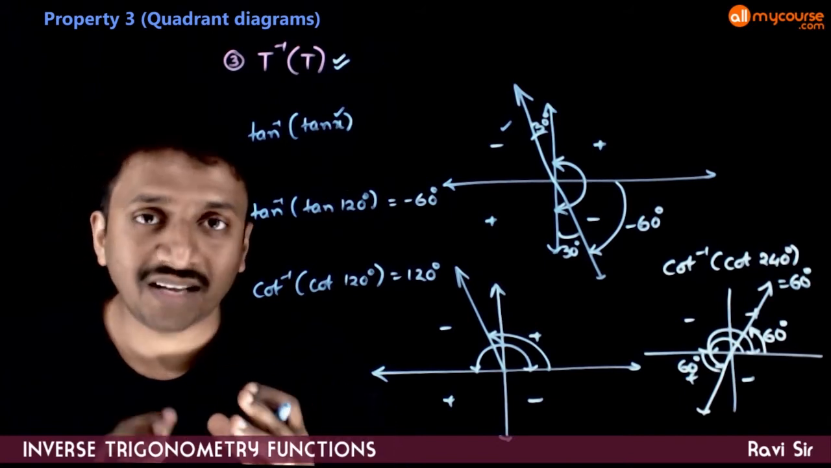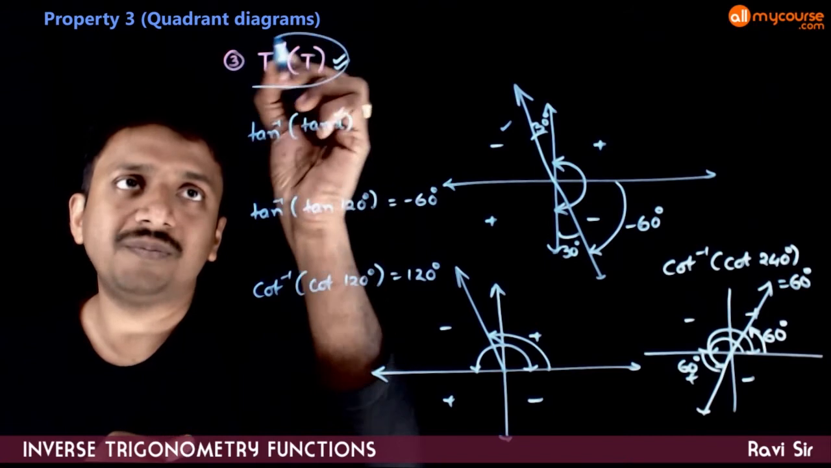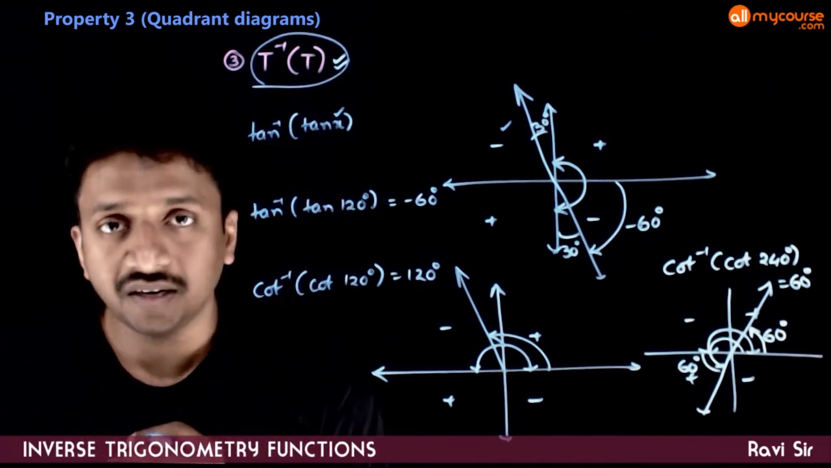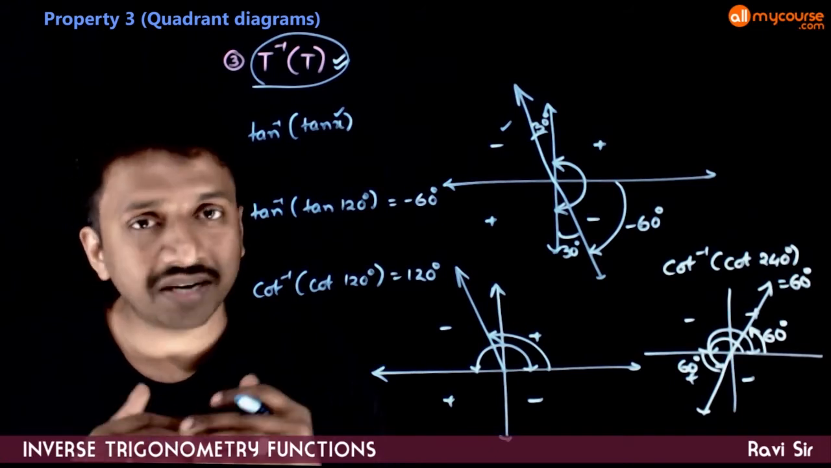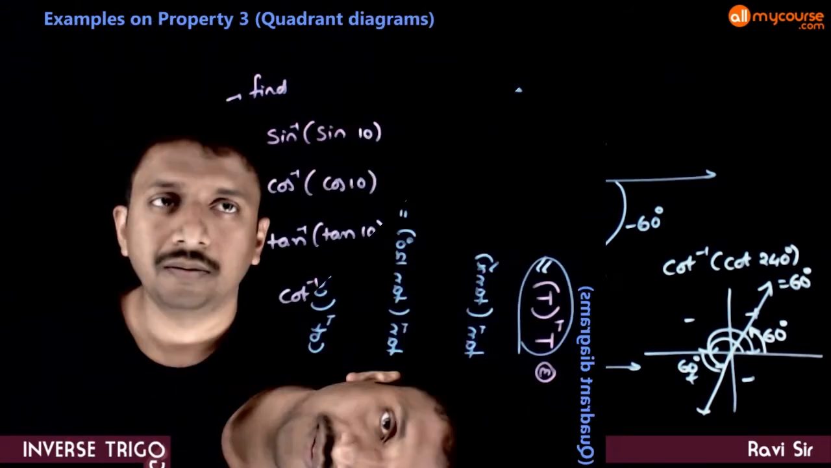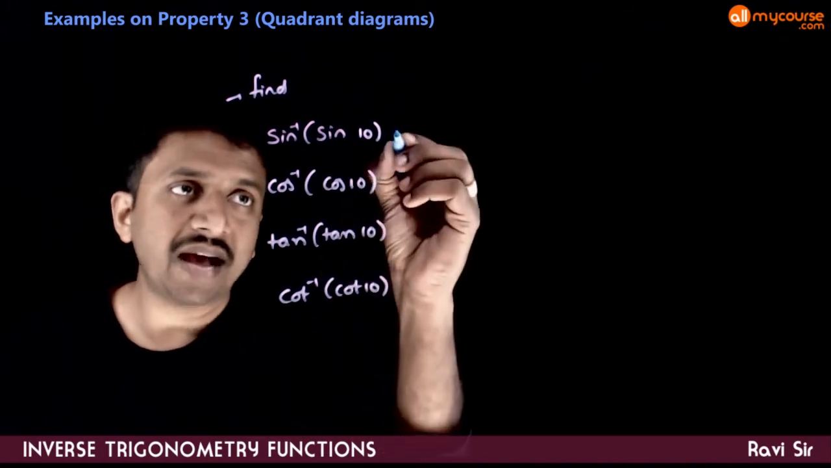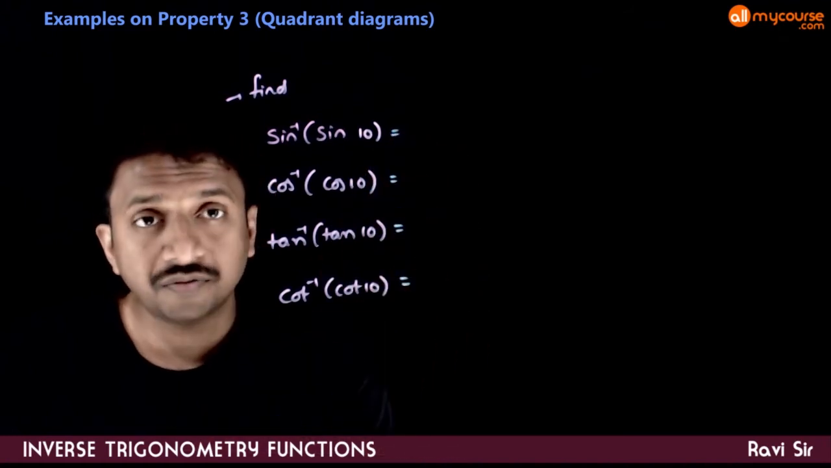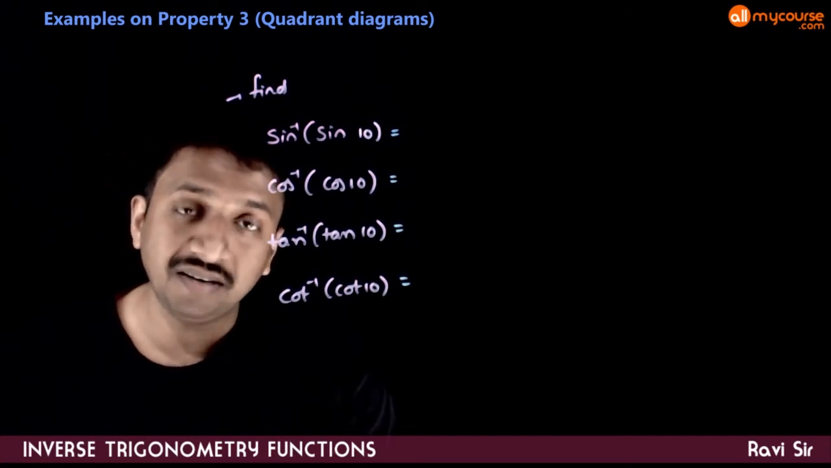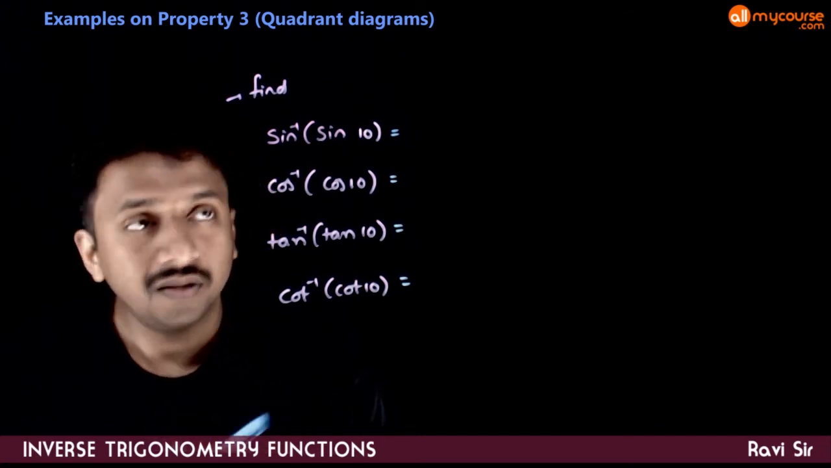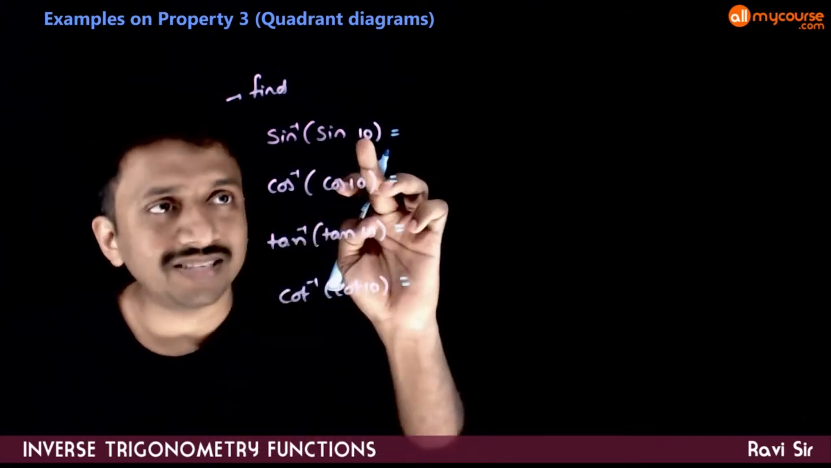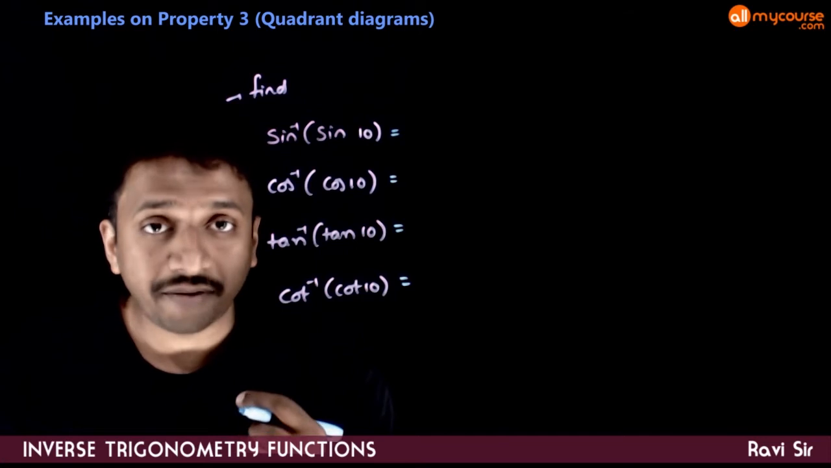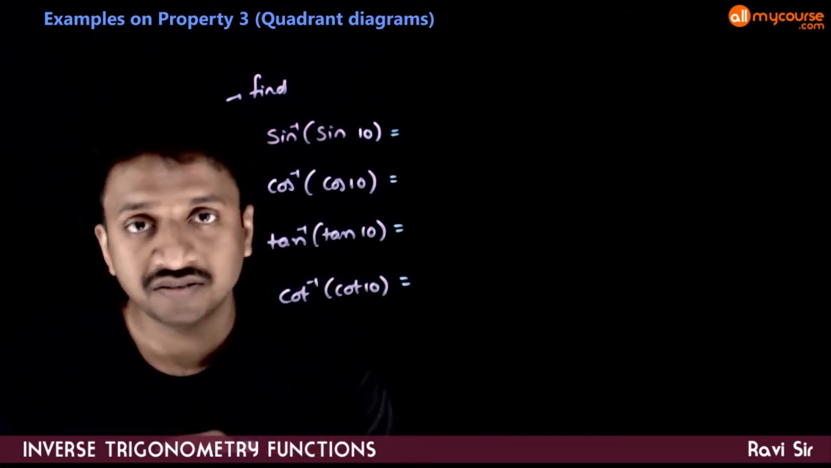So I hope you are understanding the basics of how to simplify trigonometric inverse of trigonometric functions. So let us look at some more general examples. Next, let us say that you have to find sine inverse of sine 10, cos inverse of cos 10, tan inverse of tan 10, cot inverse of cot 10. Degrees are not given, so obviously 10 means radians. If no unit is given, you have to take the angle in radians.